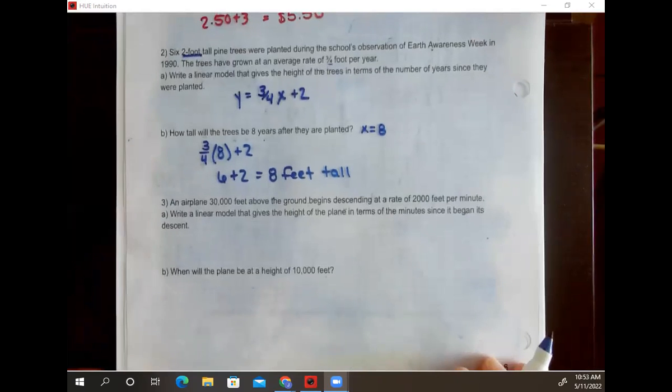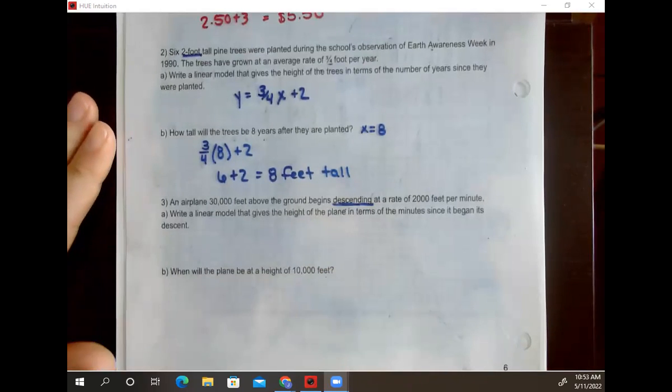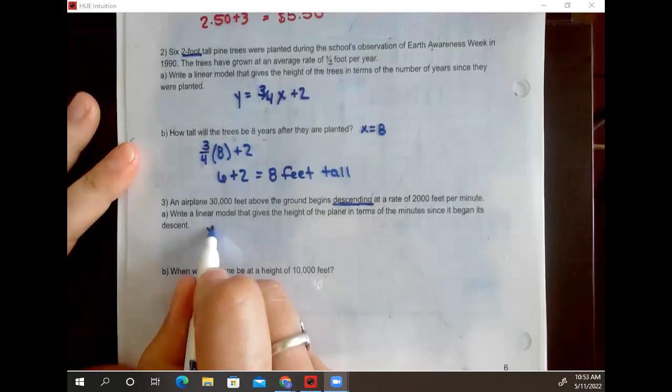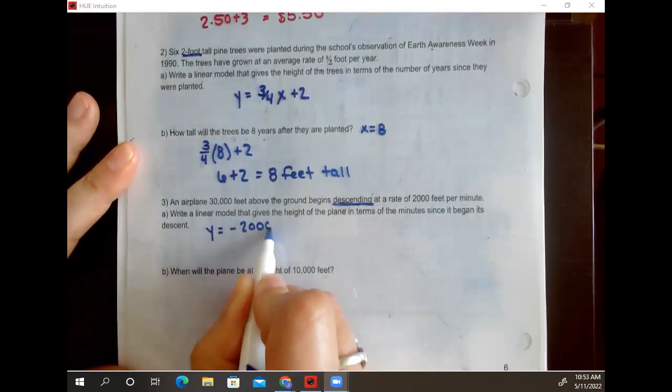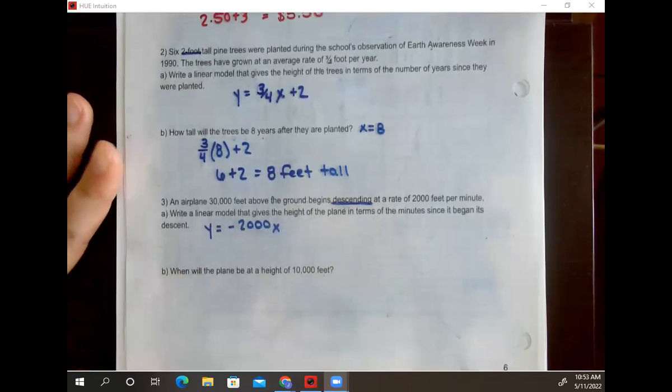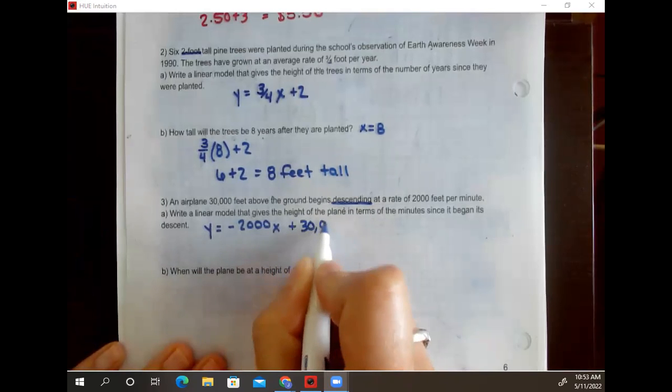Okay. Number 3 also shouldn't have been bad. The only tricky thing about number 3 is that our plane starts high up in the air and then it's descending. So that means it's coming down at a rate of 2,000 feet per minute. So when I write my linear model, my slope at 2,000 feet per minute has to be negative, plus my 30,000 feet that we started at.